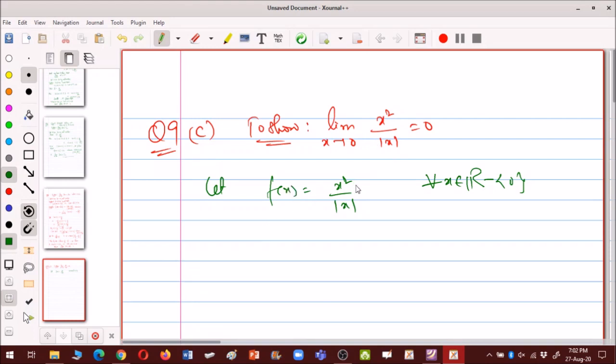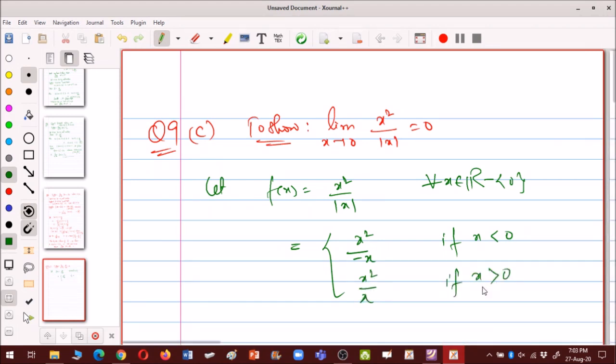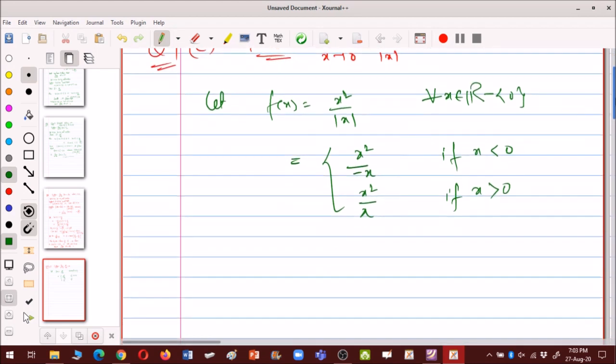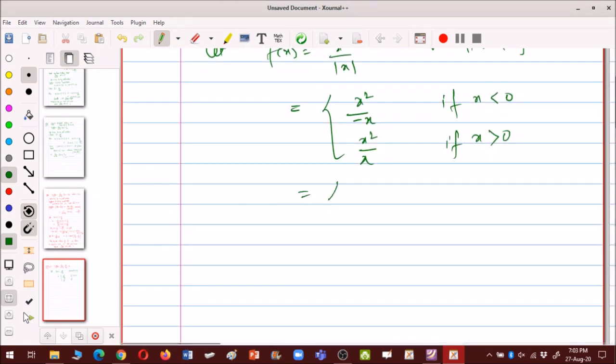So let f(x) equal x square by minus x if x is less than 0, and x square by x if x is greater than 0. So this is equal to minus x if x is less than 0 and x if x is greater than 0. So this is nothing but mod x.